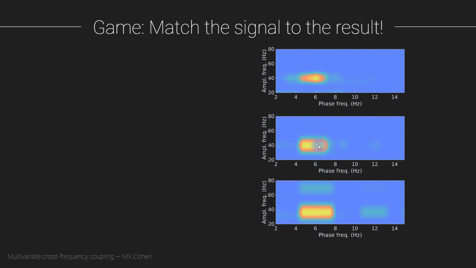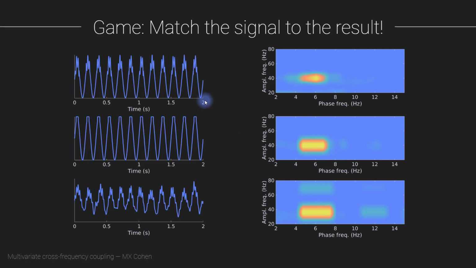So here you see 3 different comodulograms for 3 different signals, and here you see 3 signals. Now I've done something tricky here. I've done something sneaky. I've actually mixed up the order. So it's not the case that this signal has this cross-frequency coupling comodulogram. It could be any one of these, and this could be any one of these, and this could be any one of these. So because you're watching this online, this is a great opportunity. You can pause the video and see if you can guess which signal corresponds to which comodulogram.